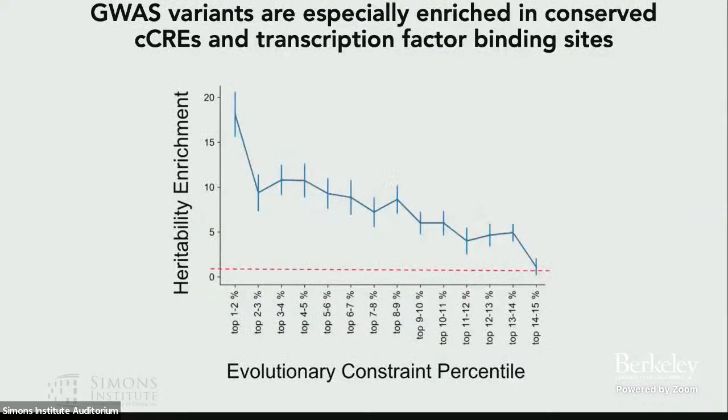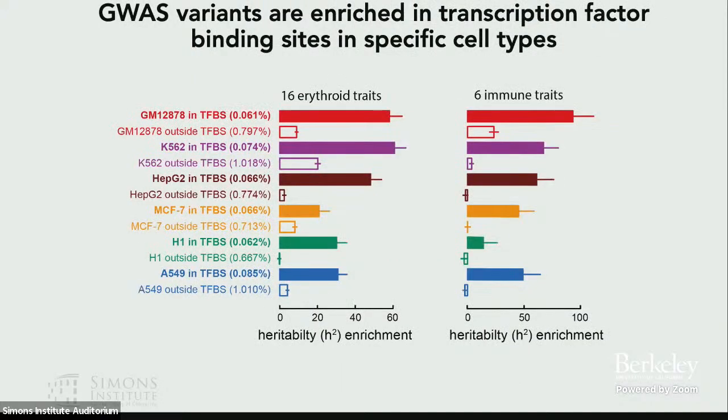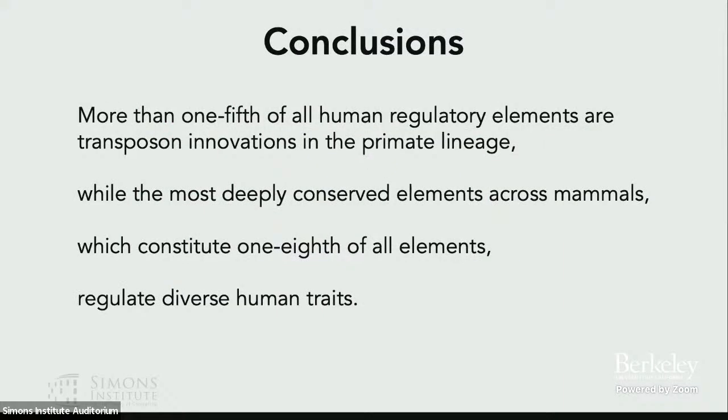The enrichment in human traits is most prominent when you have the highest conservation, and it's cell type specific for the traits. So we have thyroid traits, red blood cell traits, and then other immune traits. They correspond to different cell types. So I'm just going to conclude before I get thrown off the platform.